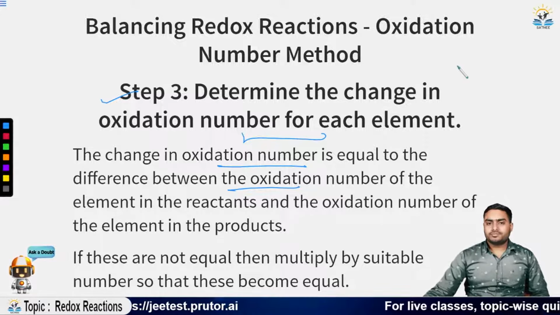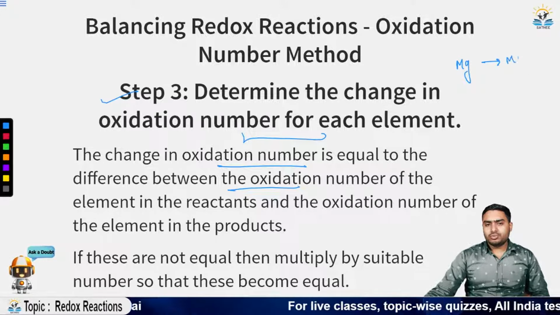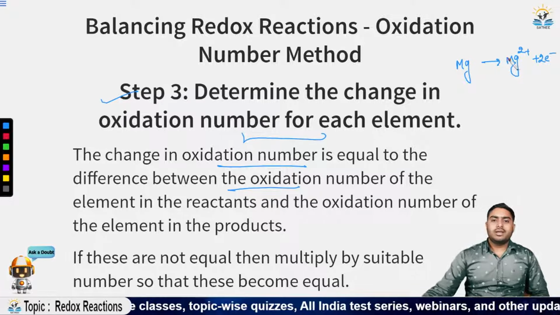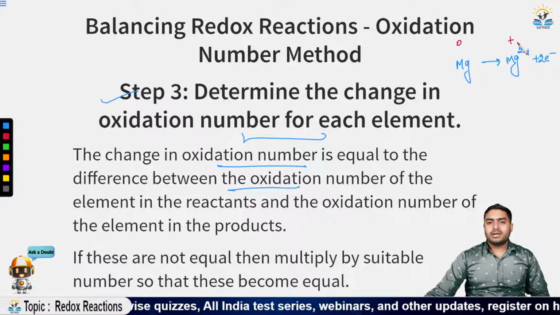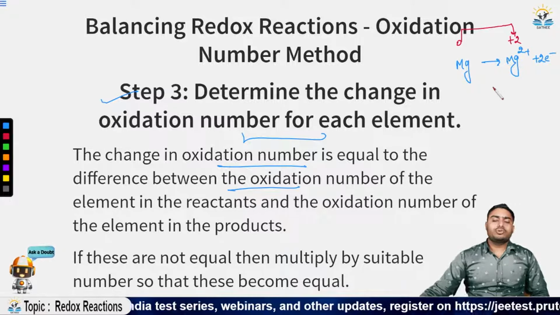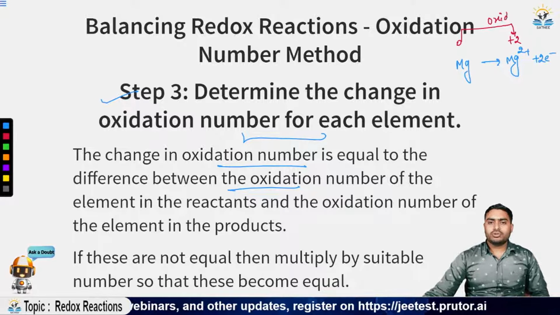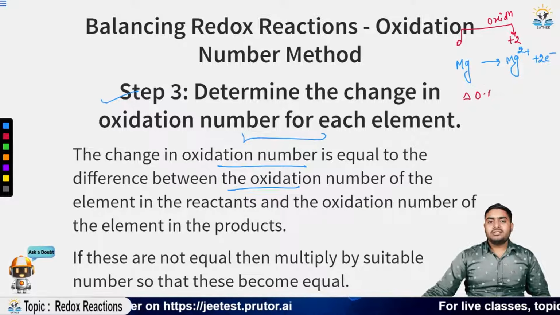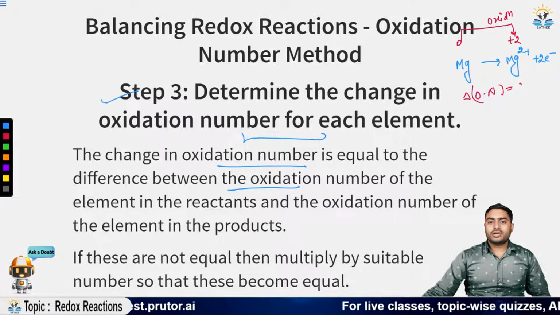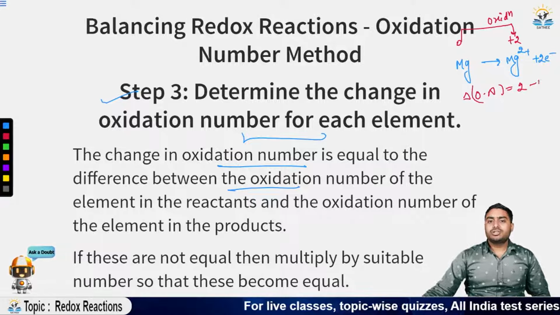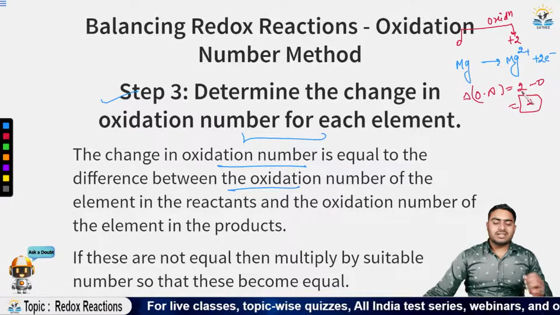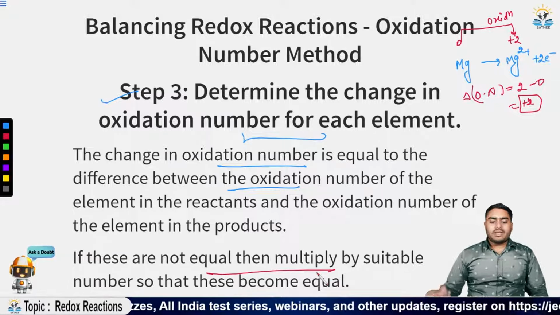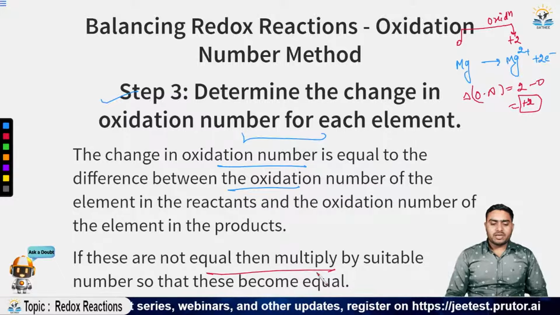Okay, suppose Mg gives Mg2+ plus 2 electrons. So you can see Mg here has 0 oxidation number, and here it is plus 2. So it is undergoing 0 to plus 2. That means oxidation will take place because oxidation number is increasing. So what is the change in oxidation number? Let's write delta, the change in oxidation number is equal to the oxidation number in product, which is 2, minus the oxidation number in reactant, which is 0. So 2 minus 0 will be 2. So 2 is the change in the oxidation number, and if you say specifically, it will be plus 2. If these are not equal, then multiply by a suitable number so that these become equal.